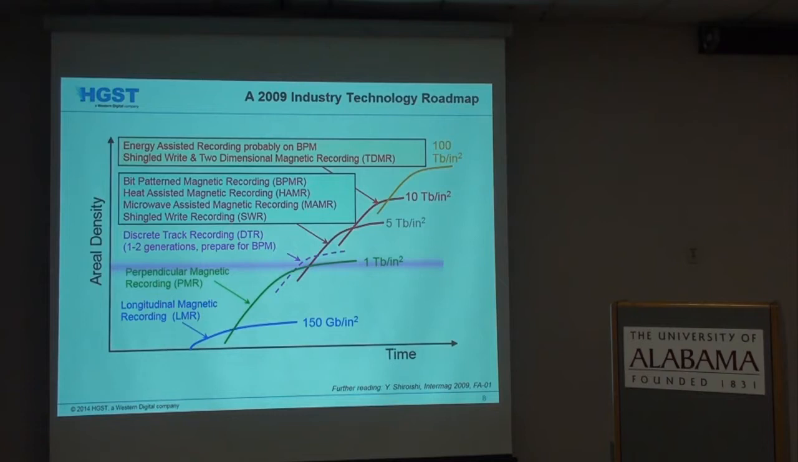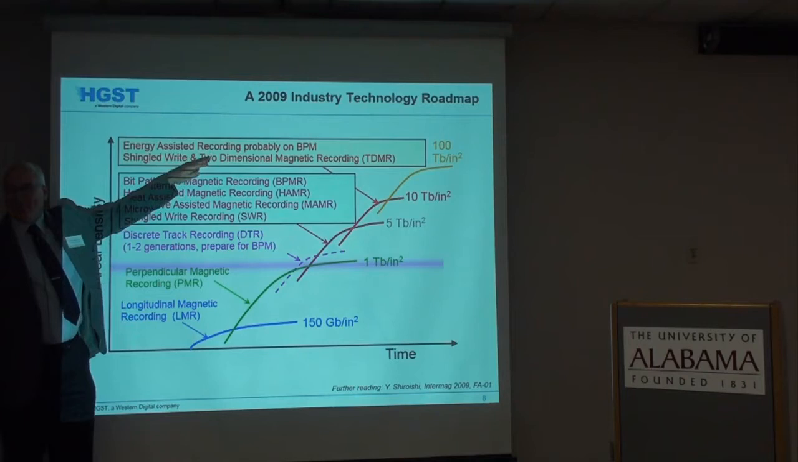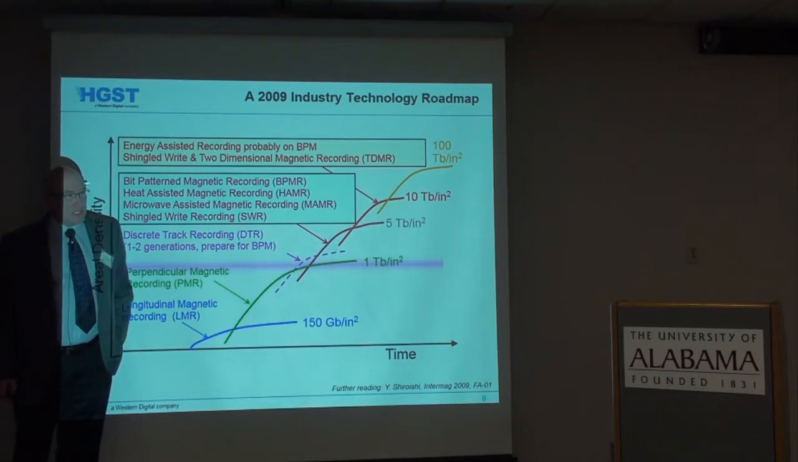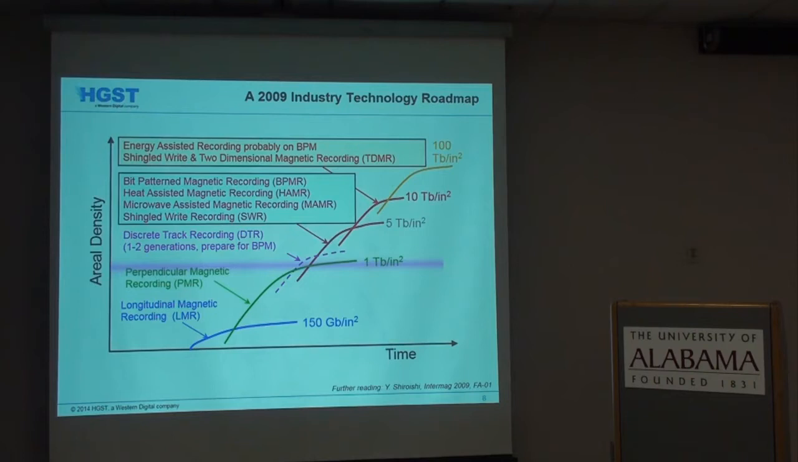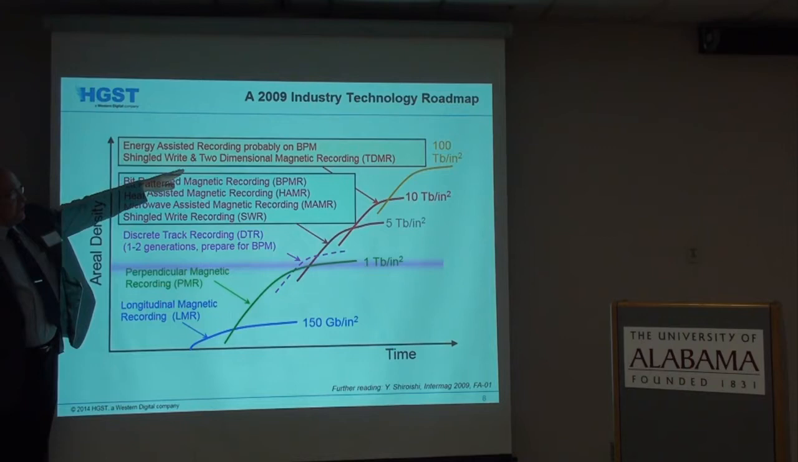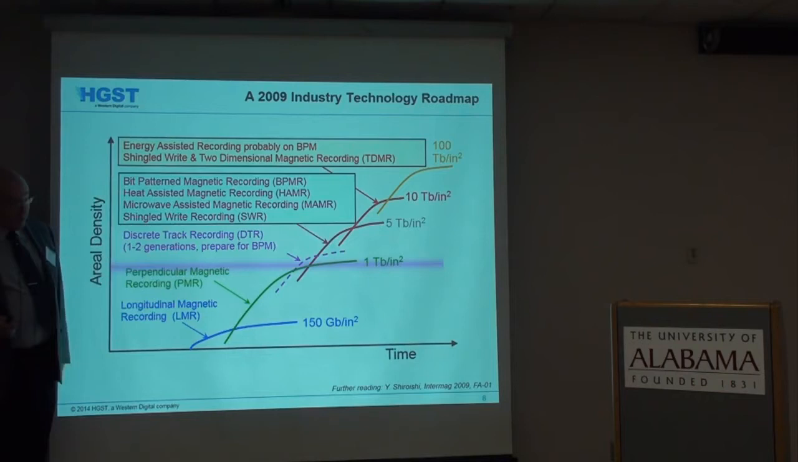TDMR used to be in the heroic region, very heroic region at 100 terabits per square inch. And it was defined somewhat differently when it was first proposed by Roger Wood 10 or 15 years ago. TDMR is now, instead of being at something that will never happen in my lifetime, and probably not in yours, something that may be happening next year.